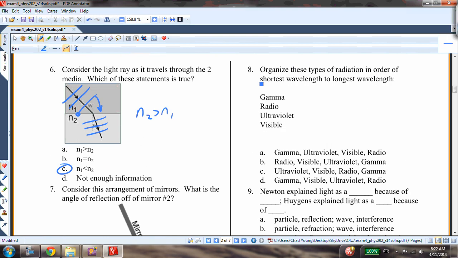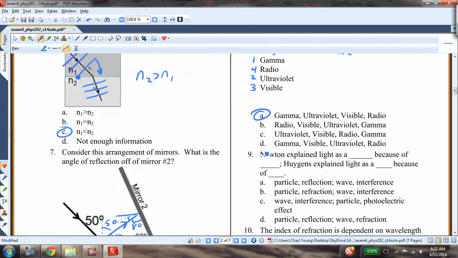Organize these in terms of shortest wavelength to longest wavelength. That means also from highest energy to lowest energy. So that's going to be gamma, ultraviolet, visible, and radio, that's A. Newton explained light as a particle because of reflection. Huygens described light as a wave because of refraction.